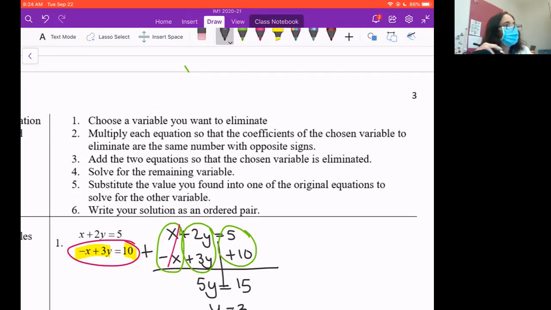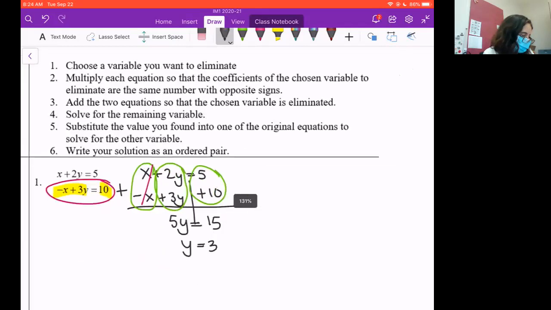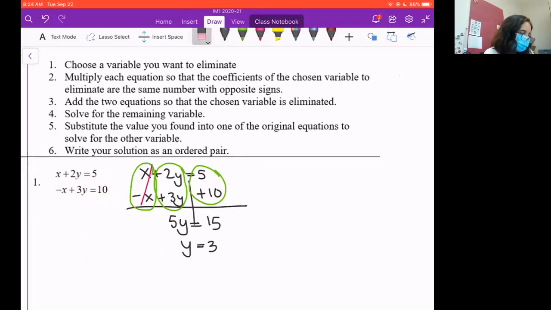Now I'm on step 5. I'm going to substitute that into one of the original equations. So I go to the original equations there. I pick one. Doesn't matter which one I pick. There's two equations there. So let's just say I'm going to pick this first one, and I'm going to substitute in y equals 3.